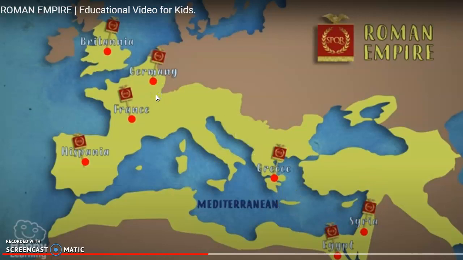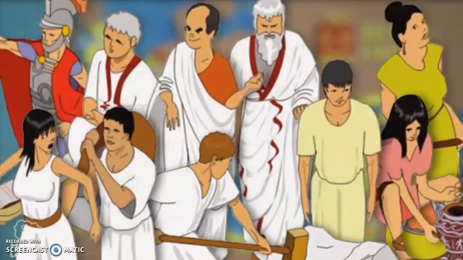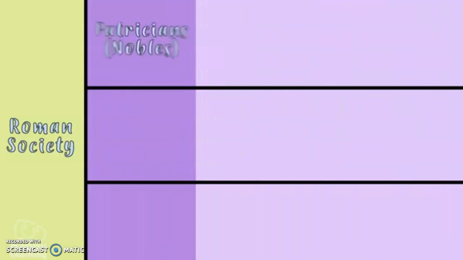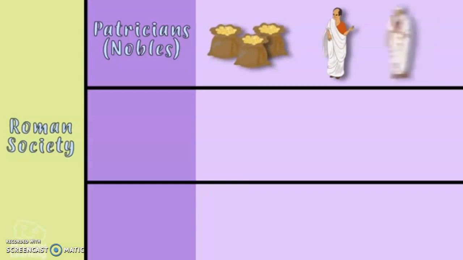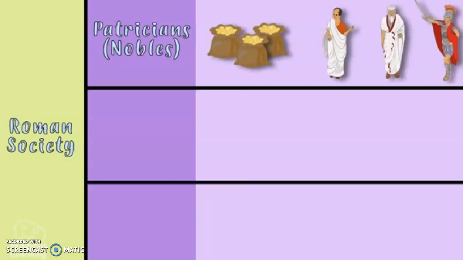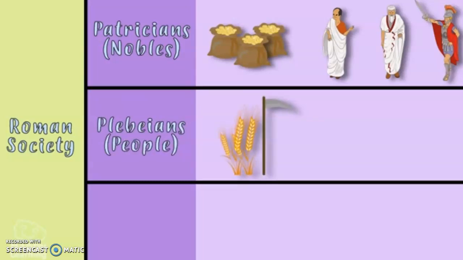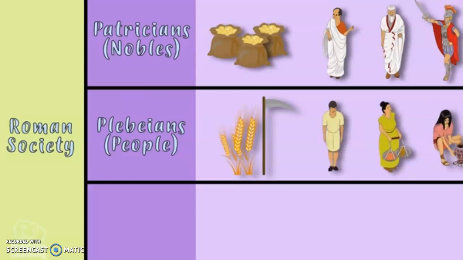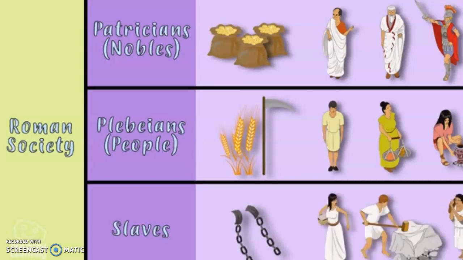How did the Romans live? Roman society was divided into several groups. The patricians were the nobles. They had a lot of power. They were politicians and military men, rich and powerful. Below them were the plebeians, the people. They were farmers, artisans, and workers in general. And finally, in the lowest part were the slaves, who used to be the prisoners of war.